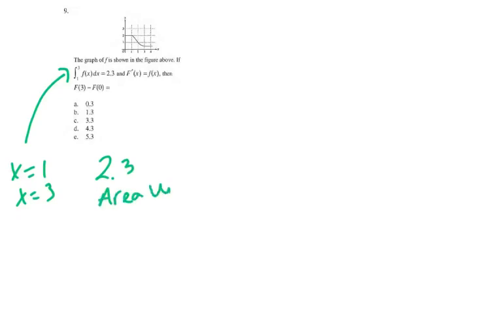So if we have the graph shown above, we're talking about the integral from 1 to 3 of f of x dx equals 2.3. Okay, before I even read the rest of the question, if I am given that from x equals 1 to x equals 3 my integral is 2.3, well, that 2.3 is the area under the curve. Don't forget about what your integral statement represents. It represents the area under the curve. So that means from 1 to 3, right in there, that area under the curve is 2.3.